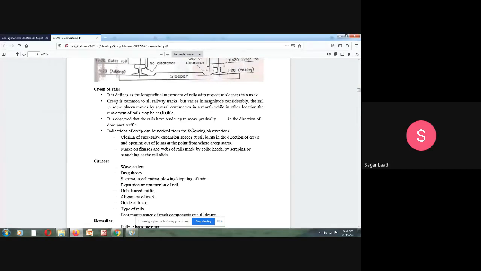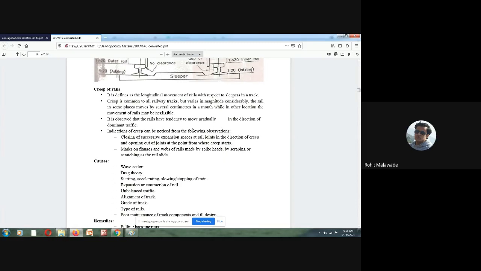Creep of rail. So, any disadvantages, sir? What are you asking? Any disadvantages in this? I have told you, there are no disadvantages.